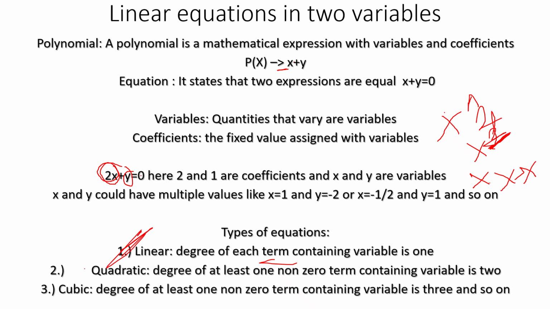What is a quadratic equation? When the power of my variable is 2, at least one term. Each term is not necessary, at least one non-zero term has the power 2 or a degree 2. For example, if I have x square plus y equal to 0, then this will be a quadratic equation.